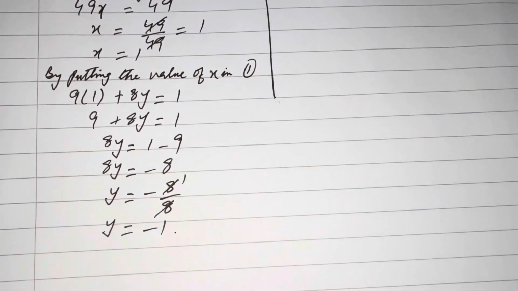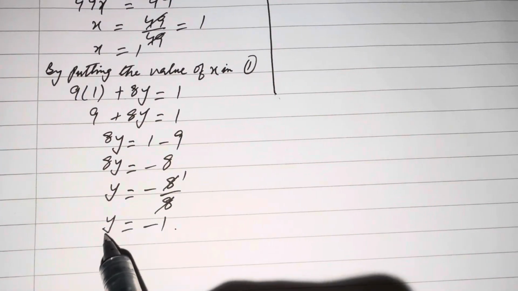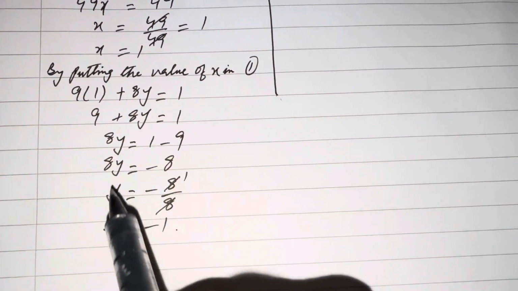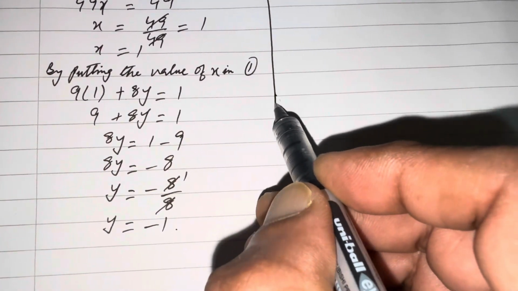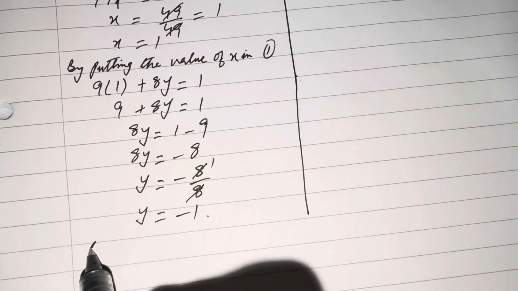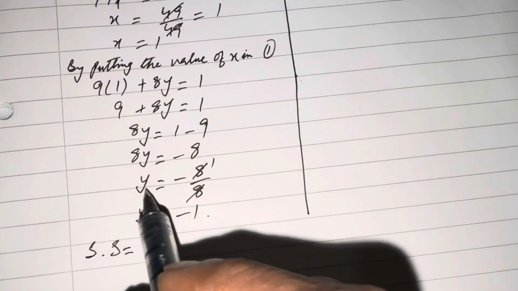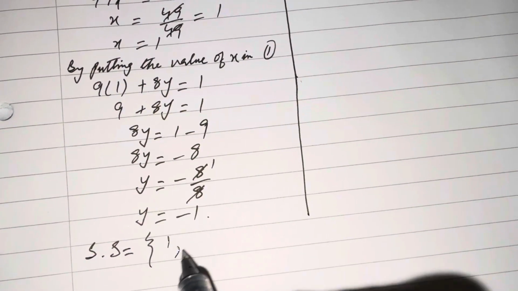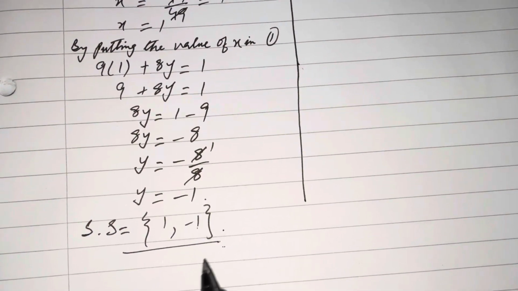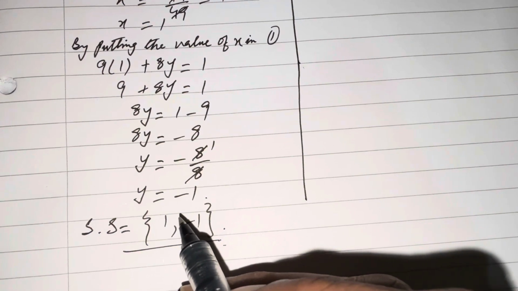So that's how we can find the value of y, by putting the value of x in equation number 1. So the solution set, or you can say the value of x and y, is 1 and minus 1.